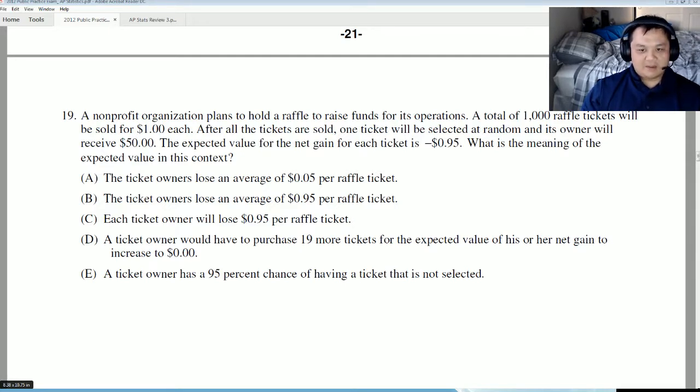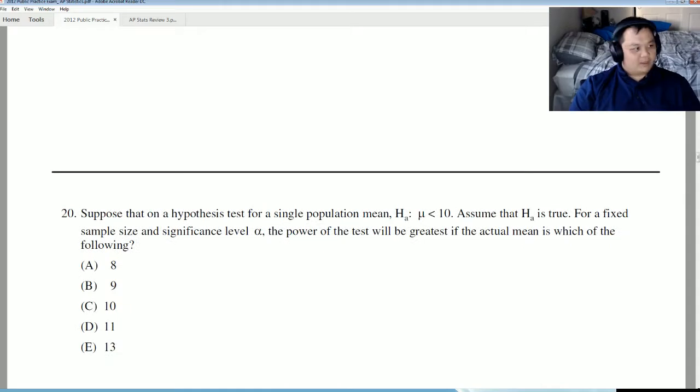It's not, because when it says each ticket owner will lose 0.95, that's not an expected value, precision. The expected value is an average value, right? Like that's carried with n tends to infinity, right? Okay. All right. Good. 20.